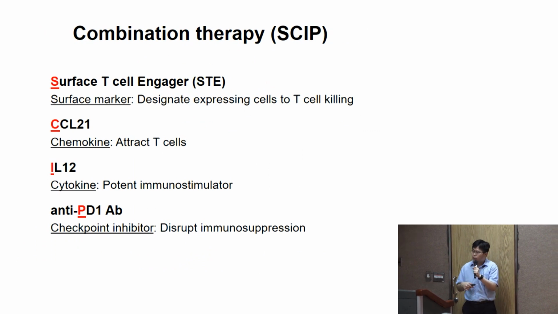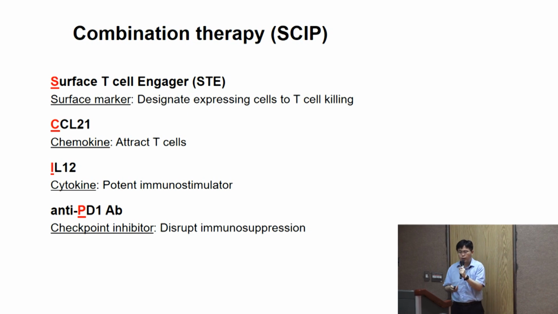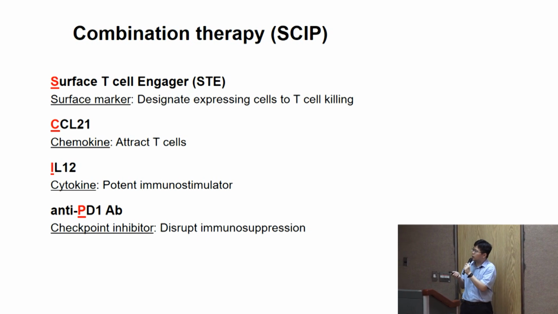As you may know, combination therapy generally works better than single therapy, so we also design our circuit to trigger combination therapy. In addition to the STE I just mentioned, which directs expressing cells to T cell-mediated killing, we also design our circuit to secrete CCL21, a chemokine that is known to attract T cells. Also IL-12, a cytokine that is a very potent immunostimulator. And lastly, the anti-PD-1 antibody, a checkpoint inhibitor known to disrupt tumor-mediated immune suppression. From now on, I will refer to this combination as the SCIP combination. This combination is designed to target multiple aspects of tumor-mediated immune suppression.